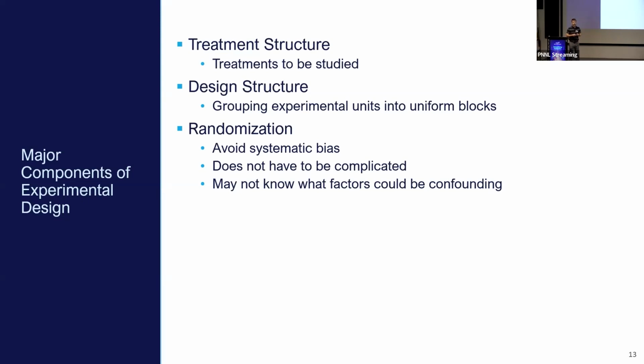And this is to enable us to avoid any type of systematic bias. The good thing is that this doesn't have to be complicated. It can be a relatively simple randomization strategy, but it does need to be applied in a manner that avoids that systematic bias. And the reason that we have to do randomization is that we might not know what factors are confounding. So this enables us to remove some of that confounding even when we might not know where it's occurring.